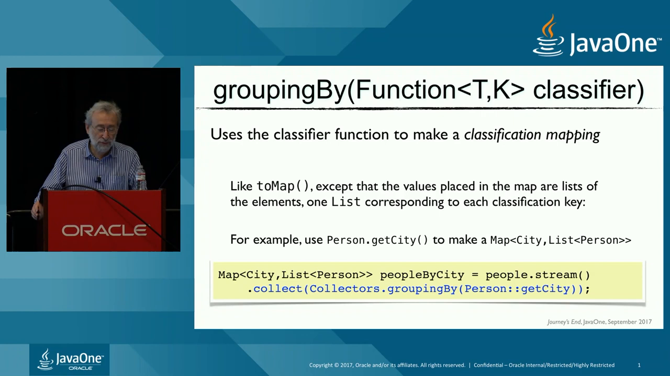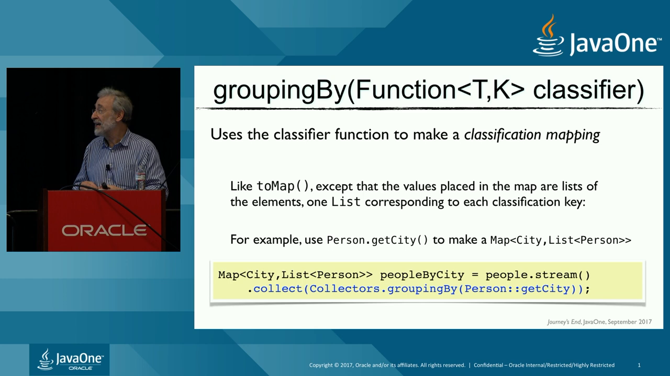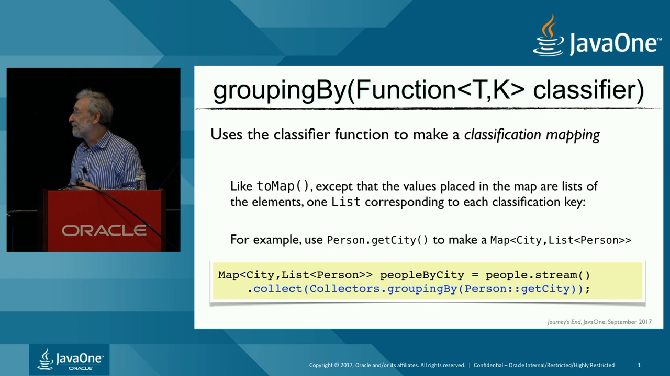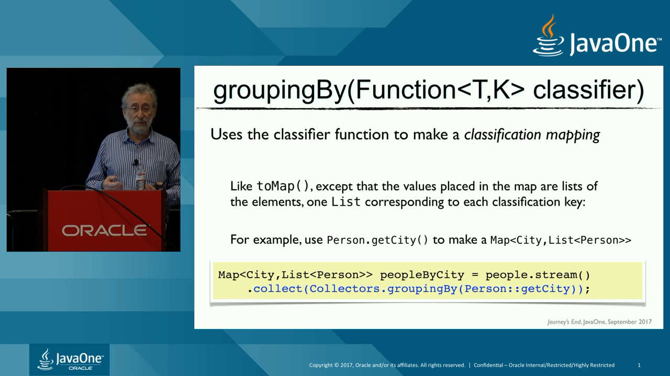So here's groupingBy with a classifier. The idea of this is it'll make a classification mapping. It's sort of like toMap, except that the values that are placed in the map are Lists of elements, with a big L, one list corresponding to each classification key. So for example, if you use person.getCity as the classifier, then you would get a map from city to a list of person, and that would associate each city with the people that lived in that city.